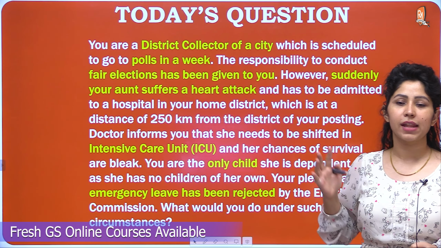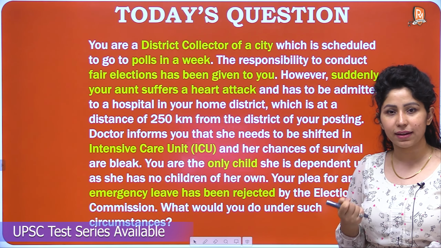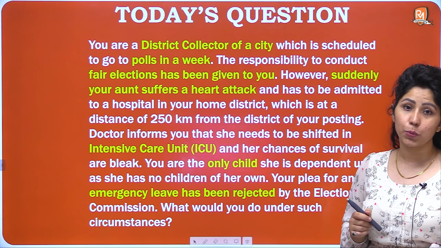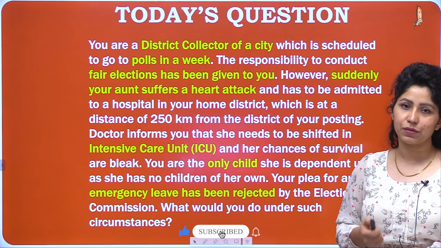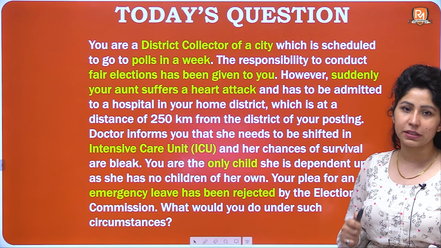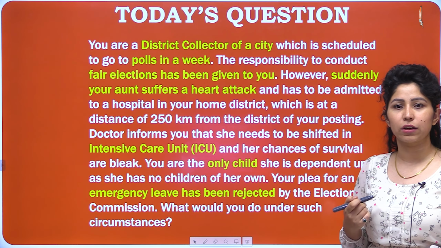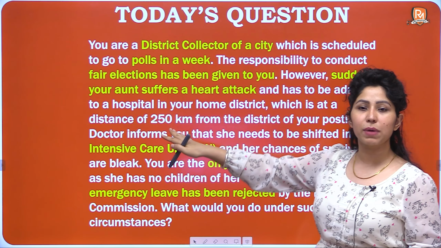So, now we will give a thorough reading to this case study and see what can be the answer for it. So, you are a district collector of a city which is scheduled to go to polls in a week. The responsibility to conduct fair elections has been given to you. However, suddenly your aunt suffers a heart attack and has to be admitted to a hospital in your home district, which is at a distance of 250 km from the district of your posting. So, this distance has to be kept in mind.